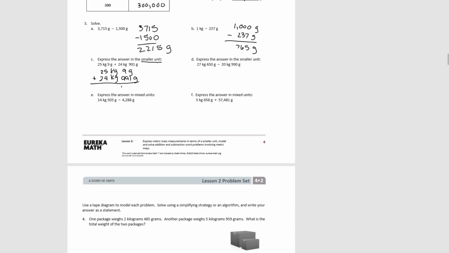If we add the grams, we get 1,000 grams, which is 1 kilogram. And here we get 49 kilograms plus the 1 kilogram. The answer would be 50 kilograms or 50,000 grams, expressing it in the smaller unit. Pause the video and try D.